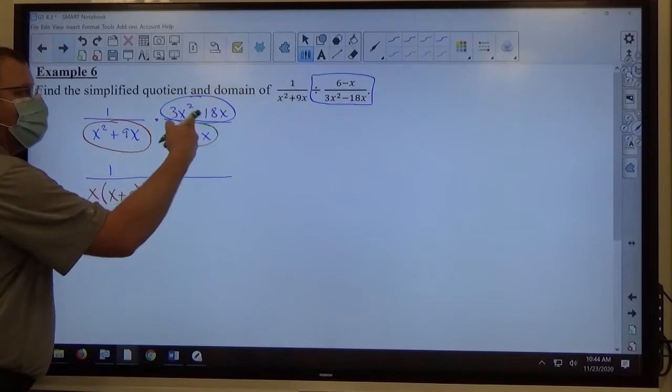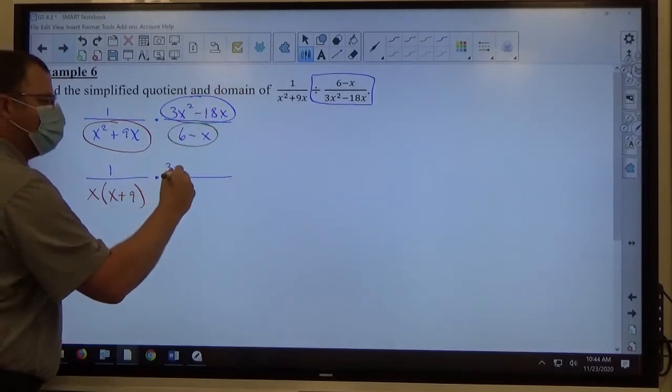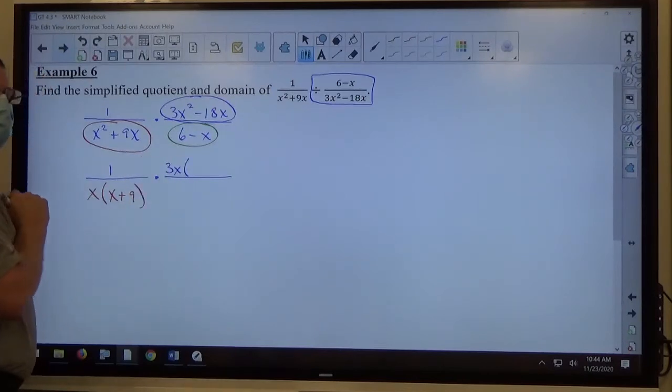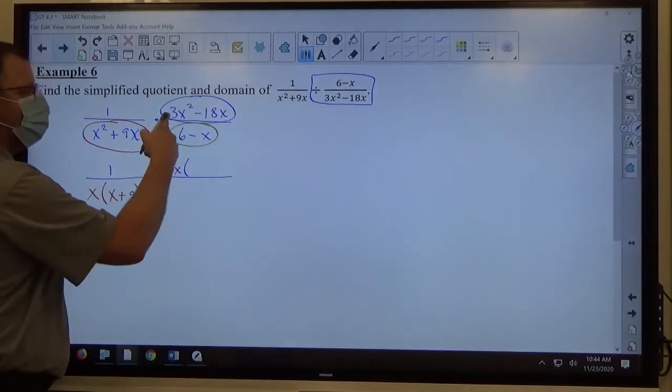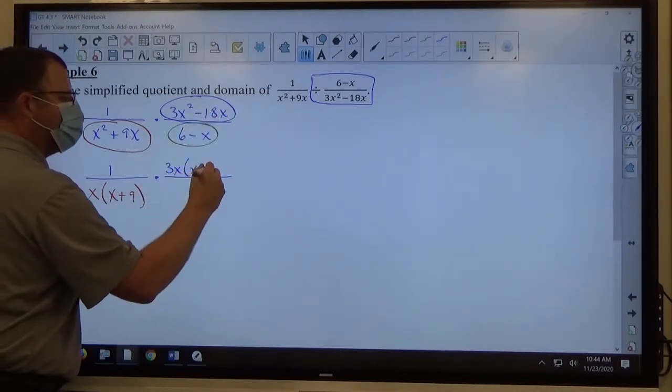The number 3 divides both numbers in the top here, so 3 is a common factor, x is in both objects, so x is a common factor, 3x is the greatest common factor, we divide by 3x, 3x squared divided by 3x is x, negative 18x divided by 3x is negative 6.